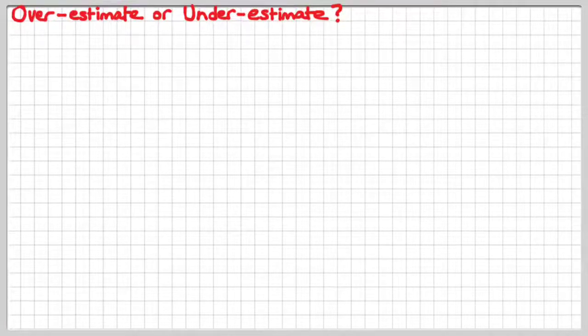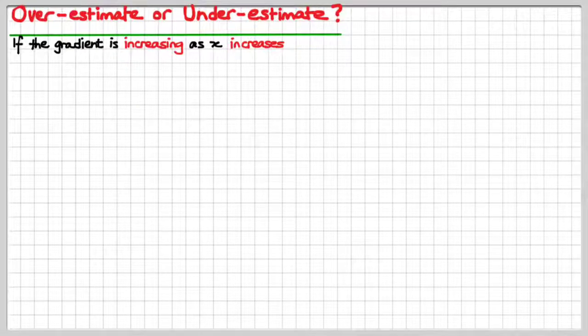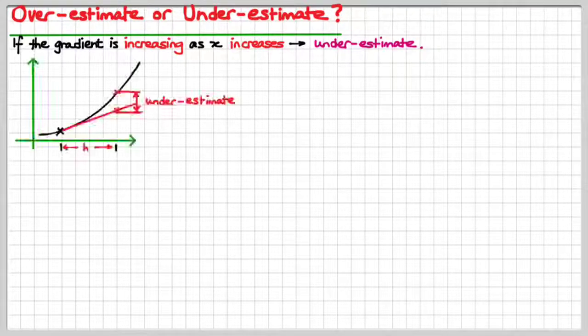So now, having done all that, are we overestimating or are we underestimating when we do this calculation? Well, it depends on the way the curve is curving. If the gradient is increasing as x increases, you're going to get an underestimate of the actual by using Euler, and that shows you the reason.